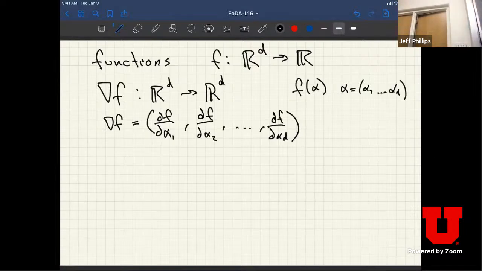Okay, and in order to define this partial derivative, hopefully you've seen this in calculus. You basically treat this variable on the input, alpha 1, as the variable, and everything else is a constant, and then you just take the derivative. And we went through an example.